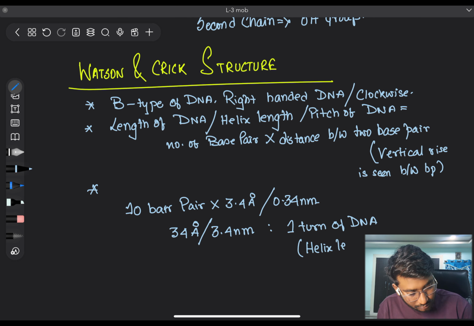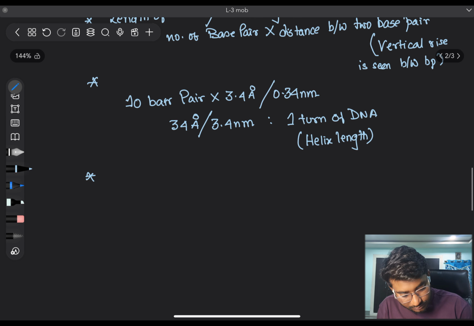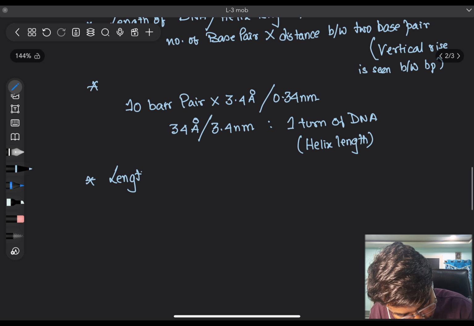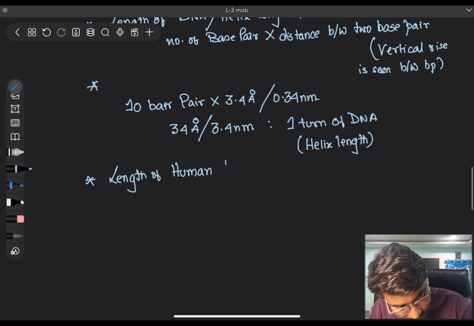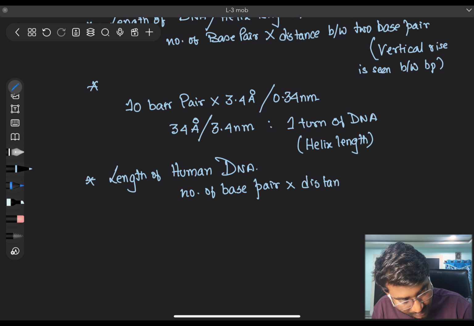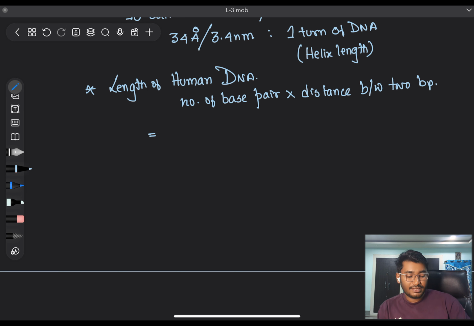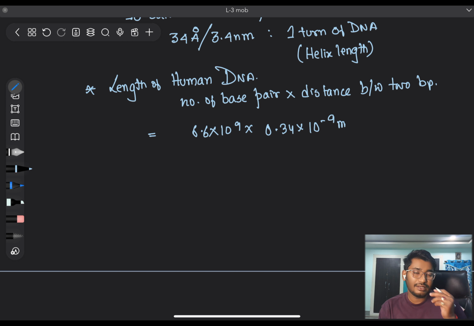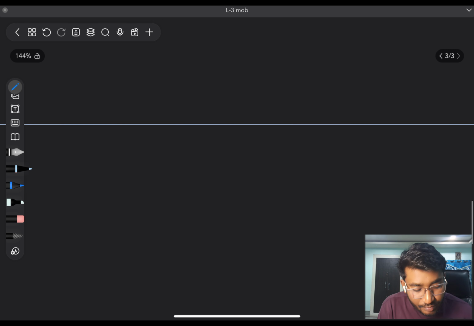Helix length, length of human DNA, is the number of base pairs into the distance between two base pairs. So the length of human DNA is 6.6 into 10 to the power 9 into 0.34 into 10 to the power minus 9 meter, where 1 angstrom is equal to 10 to the power minus 10 meter. It comes to 2.2 meter. So the length of one DNA is 2.2 meter.